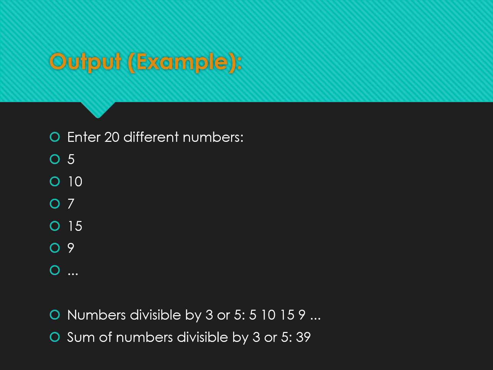This is a sample run of the program. After entering 20 different values, the program prints all numbers divisible by 3 or 5 and then shows their sum. This confirms that our logic and implementation are working correctly.